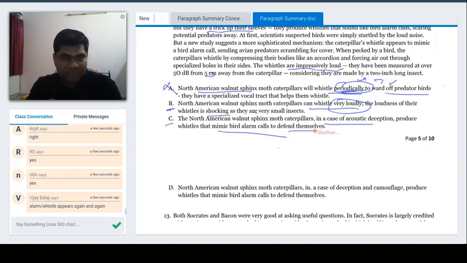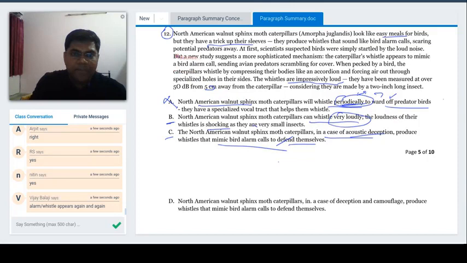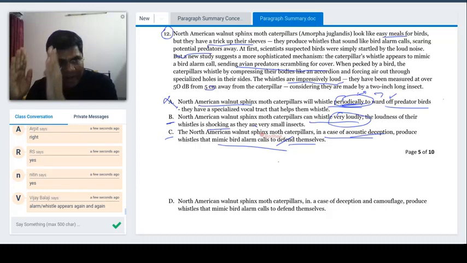And secondly, the author has said acoustic deception. So now you can compare and check, do we have acoustic deception or do we have the idea of defending themselves? And you will find that both the words are relevant. The author has said that they want to scare potential predators away. That is basically a way of defending themselves. Secondly, the author says they are sending avian predators scrambling for cover. So if you read the passage, you find that the focus of the passage is not just the loud sound. In fact, the purpose behind the loud sound is to drive the predators away. There is a defense mechanism that is coming into the picture. So option C has that focus, which option B does not have.